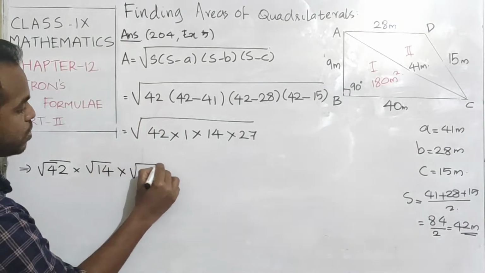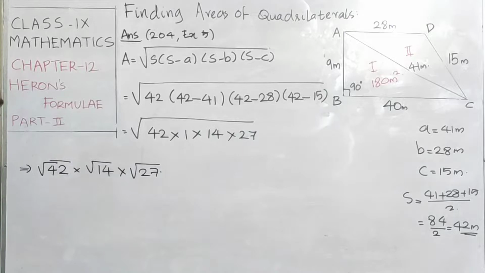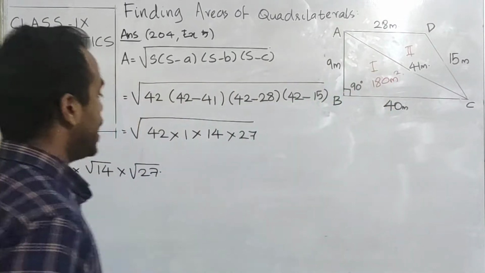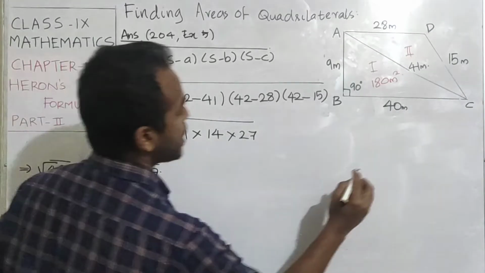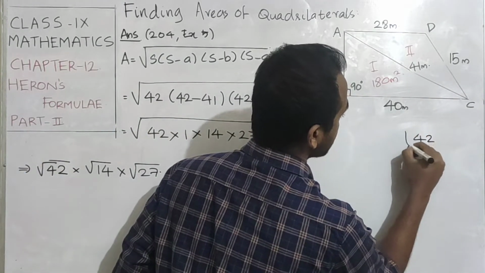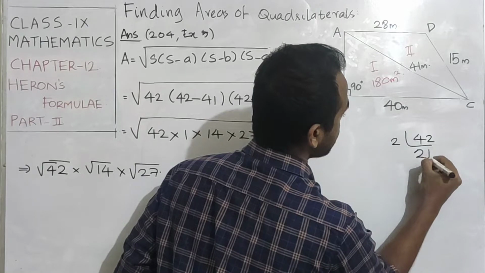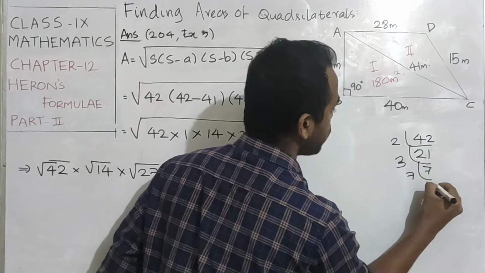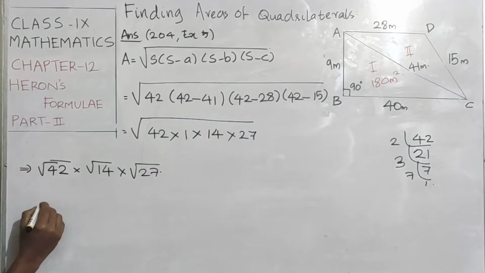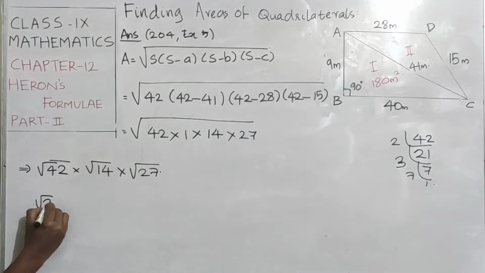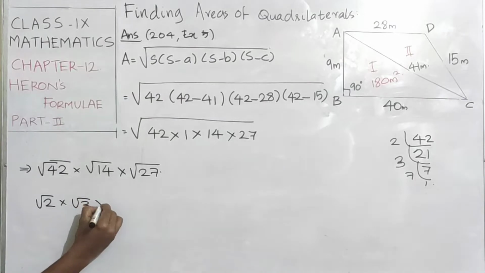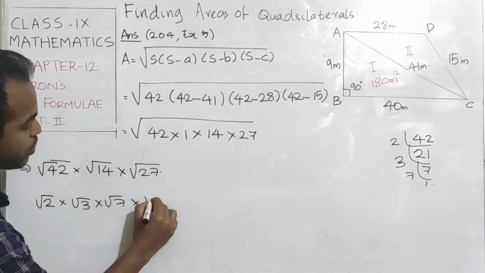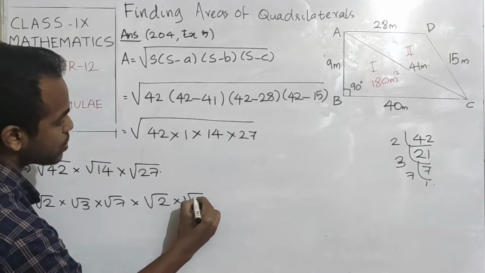So root of 14 into root of 27. Now the method that we have already seen, that is by factorizing each term. We can factorize 42 by how? We can cancel as 21, then again 3, 7, 7 and 1. So we will write root of 42 as root 2 into root 3 into root 7. We can further prime factorize root 14 as root 2 into root 7.